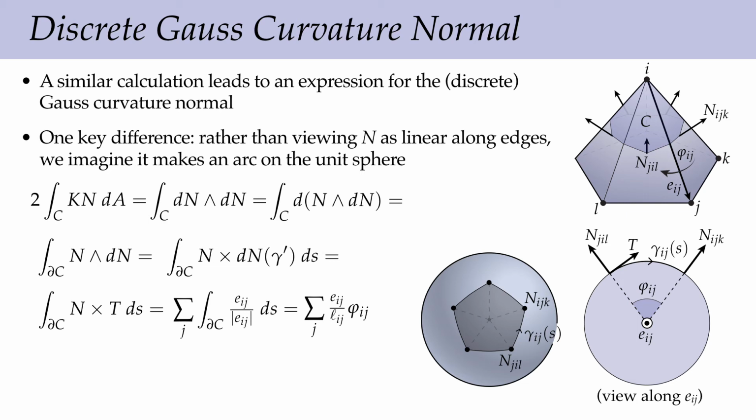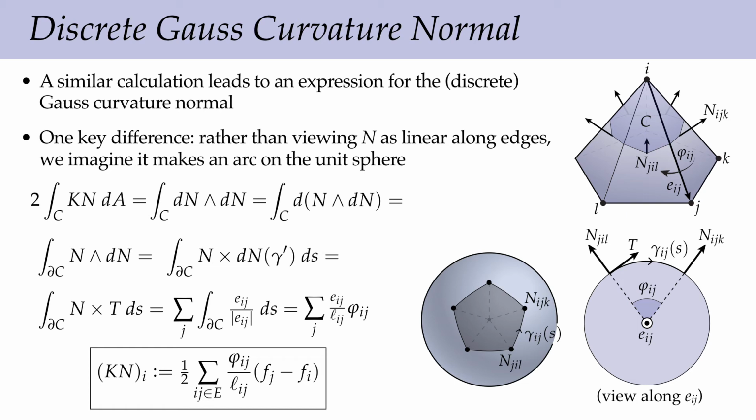Okay, so for a final expression, we can replace Eij, the edge vector, with Fj minus Fi, and we find that the Gauss curvature normal associated with vertex I is 1/2 the sum over all edges touching I of the dihedral angle of that edge divided by the length of that edge times Fj minus Fi. So we get a formula that looks very much like the classic Cotan formula, but we have different weights. Rather than the Cotan weights, we have dihedral angle divided by edge length. This again is going to come up for us later on in a very natural way.